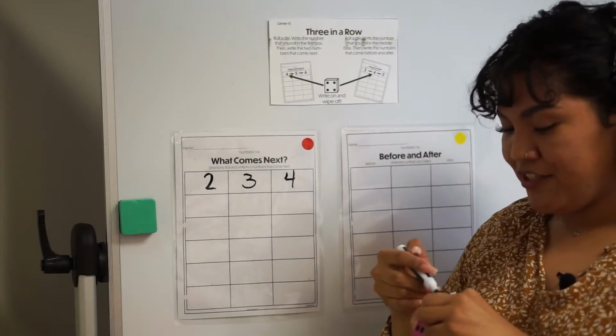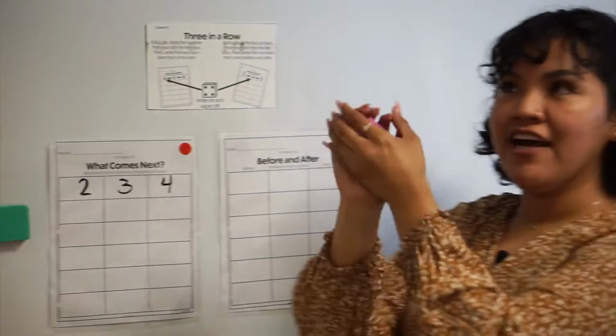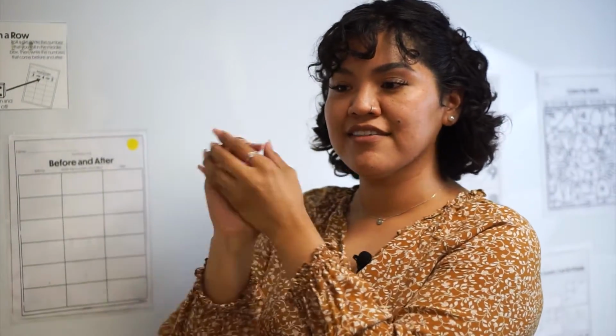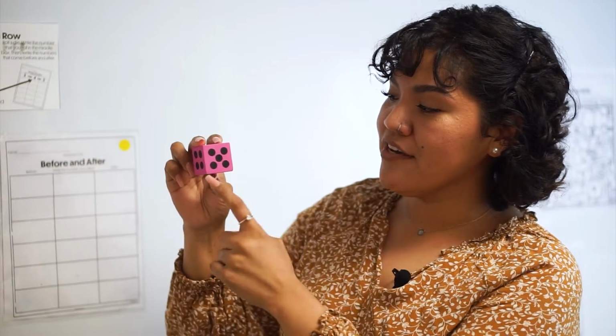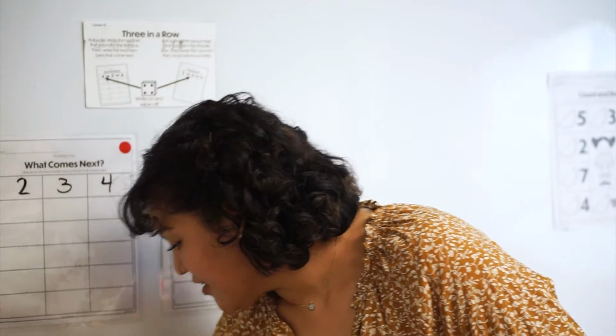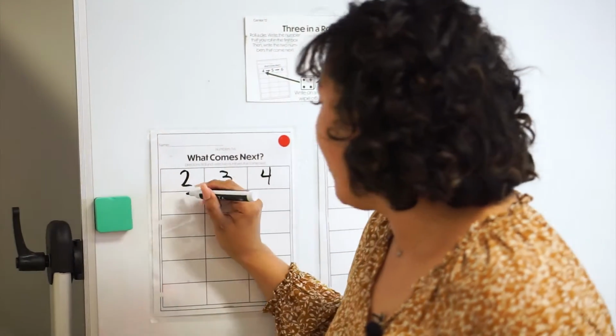Hey, let's do another one. So let's roll our die. Let's see what number we roll. So we have 1, 2, 3, 4, 5. We rolled a number 5. So we're going to get our dry erase marker and we're going to write a number 5 in our first box.